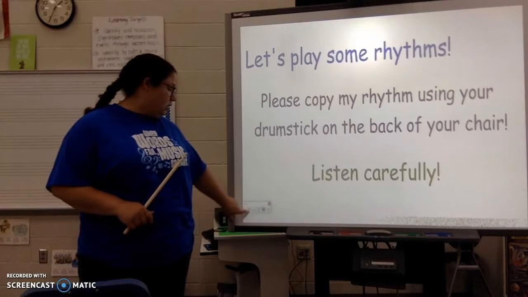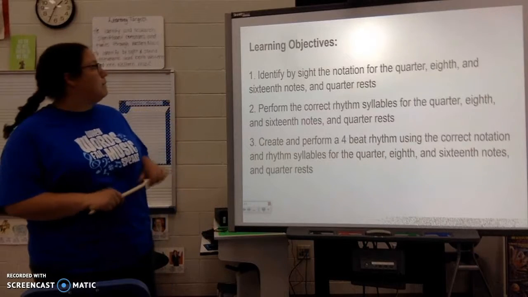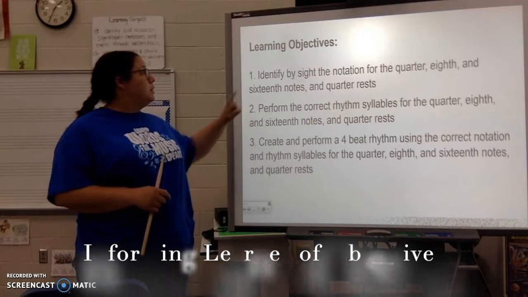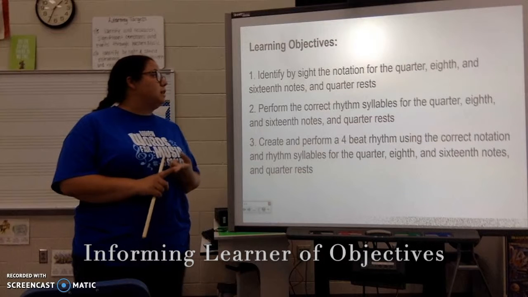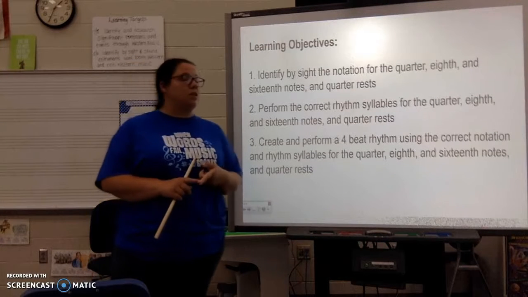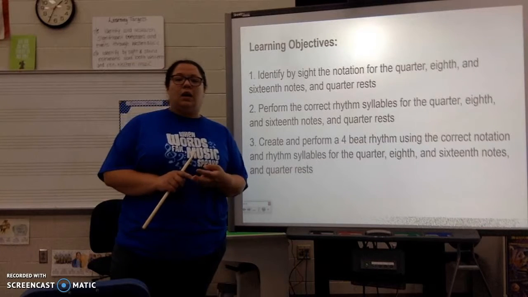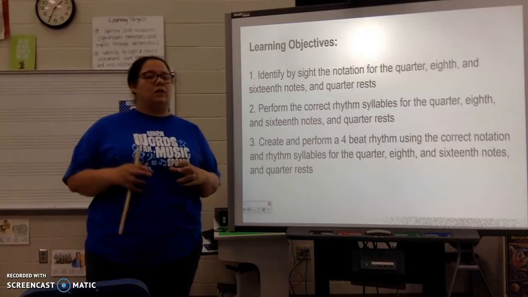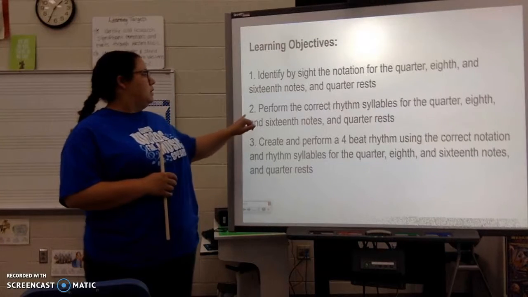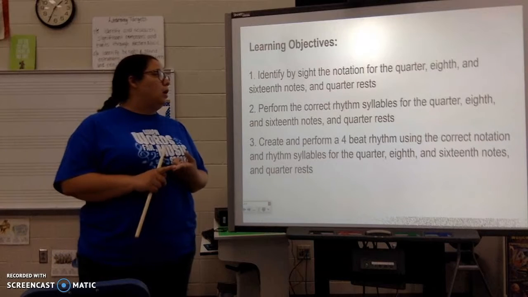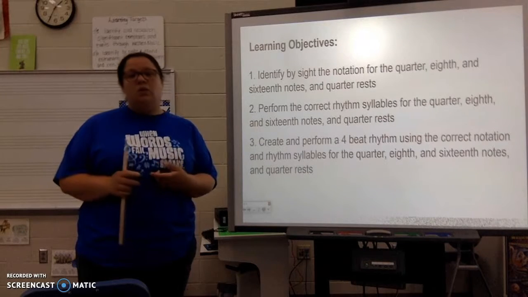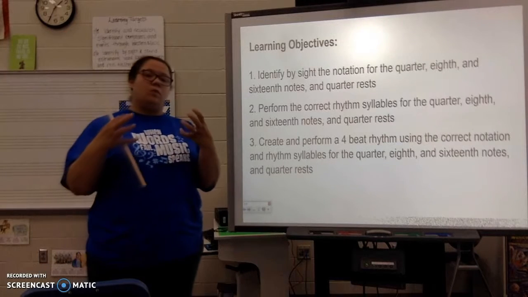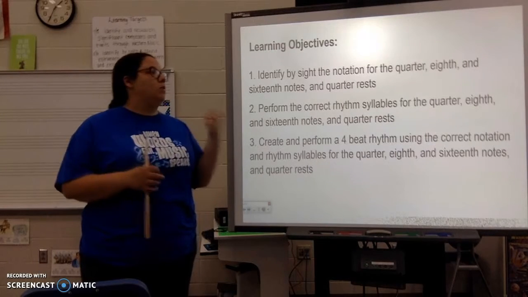learning objectives that we're going to take a look at today. We have 3 learning objectives that we want to accomplish in the lesson. Number 1, we're going to identify the site-by-site notation for quarter, 8th, and 16th notes and quarter rest. So that means that we're going to identify what they look like, that's their notation, how we write them. Second, we're going to perform the rhythm syllables for the quarter, 8th, 16th notes, and quarter rest. That means that we're going to know how to say them when we see them.